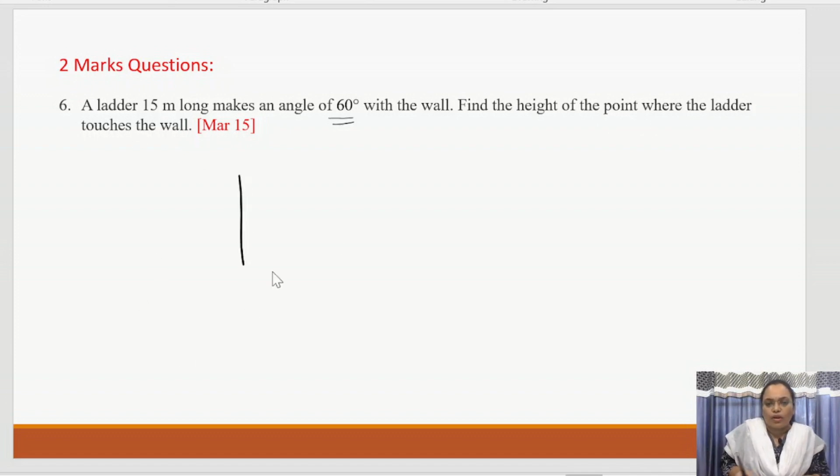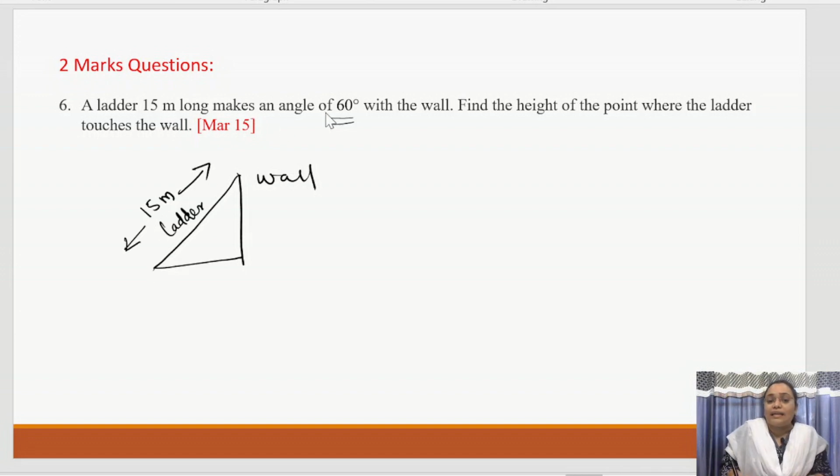So we have a wall. Okay. This is the wall. And a ladder 15 meters long makes an angle of 60 degrees with the wall. So this is the ladder. The ladder is 15 meters long and it makes the angle 60 degrees with the wall. We need to take the angle where the ladder is touching the wall. Okay. So you need to take this angle 60 degrees.